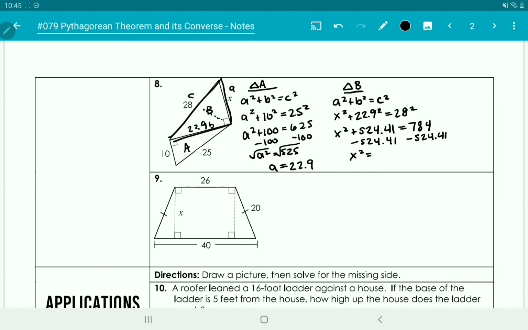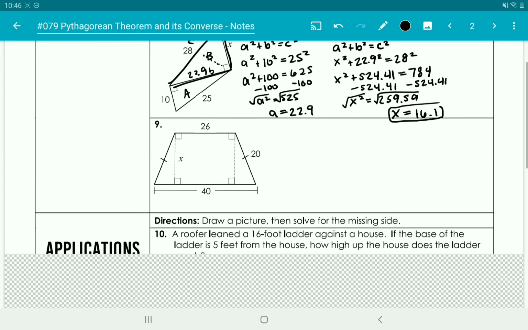That gives us x squared is equal to 259.59. And if we take the square root, we can round to one place past the decimal. That's going to give us that x is equal to about 16.1. So when you're looking at them, and if you're not sure which triangle to start on, look for a right triangle that has two of the three sides already labeled. That's the one you're going to start with.